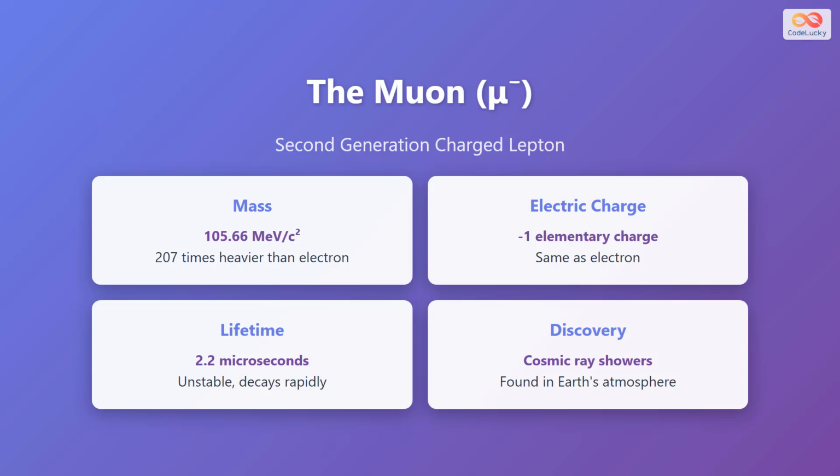Moving to the second generation, we have the muon. The muon has a mass of 105.66 mega-electron-volts per c², making it 207 times heavier than the electron. Despite this mass difference, it has the same electric charge as the electron, -1 elementary charge. Unlike the stable electron, the muon is unstable with a lifetime of only 2.2 microseconds before it decays. Muons are commonly found in cosmic ray showers in Earth's atmosphere, created when high-energy particles from space collide with atmospheric molecules.